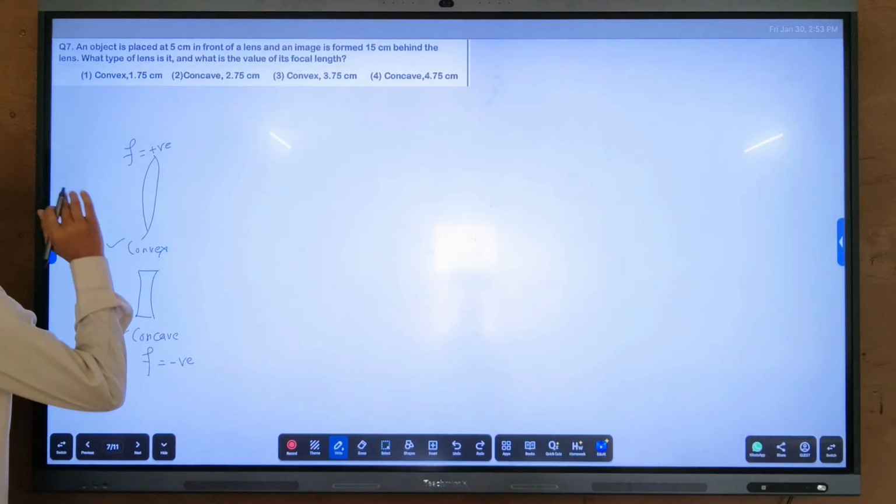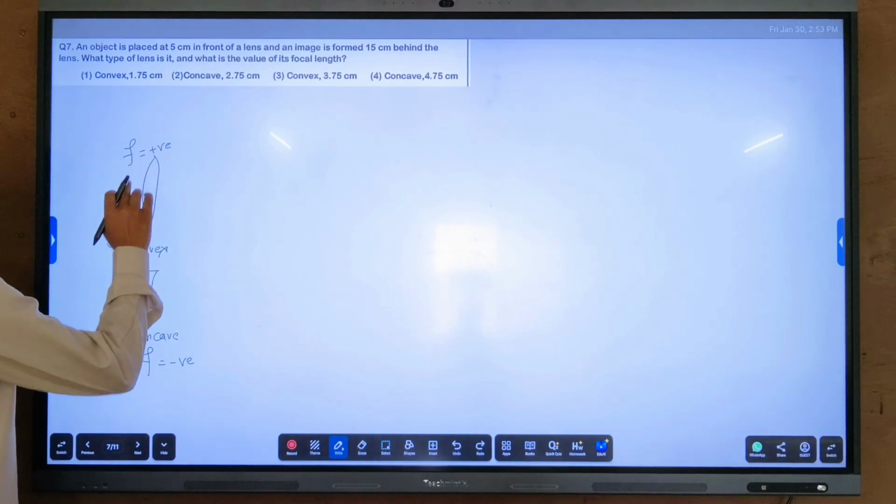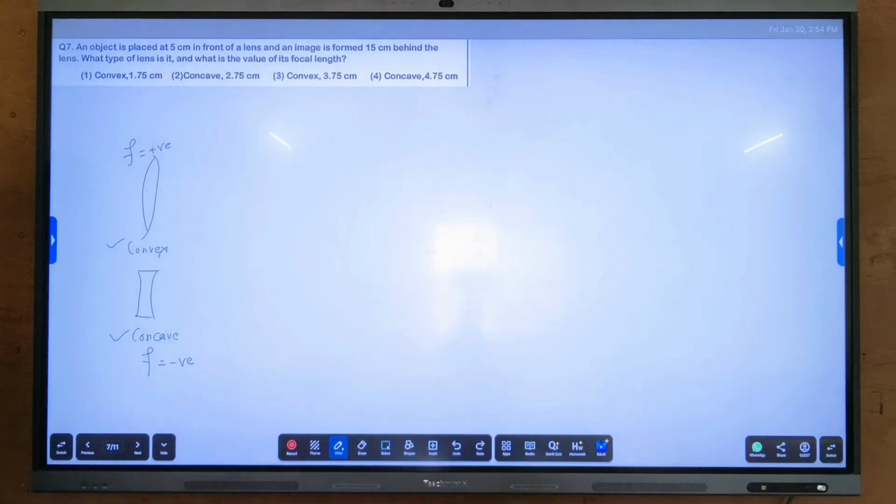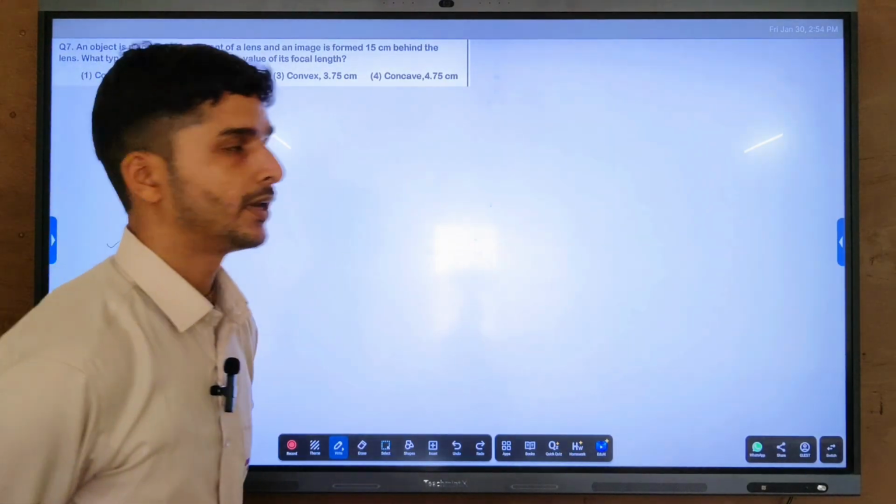If the focal length comes positive, we have positive focal length, then we have a convex lens. If we have focal length negative, then we can say that it is a concave lens.